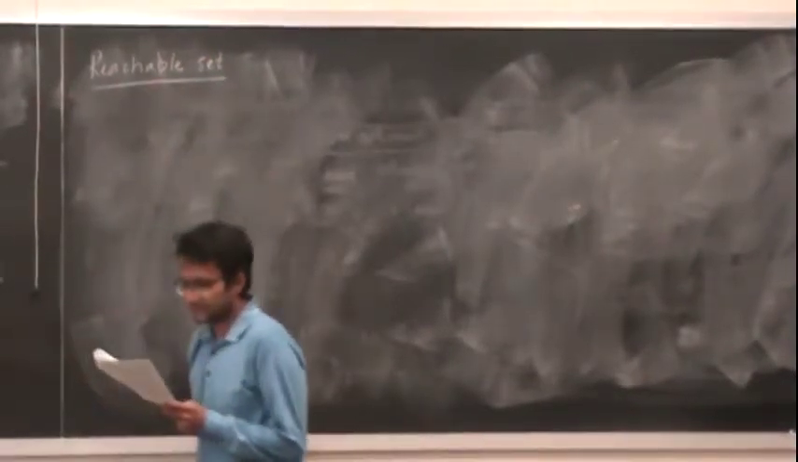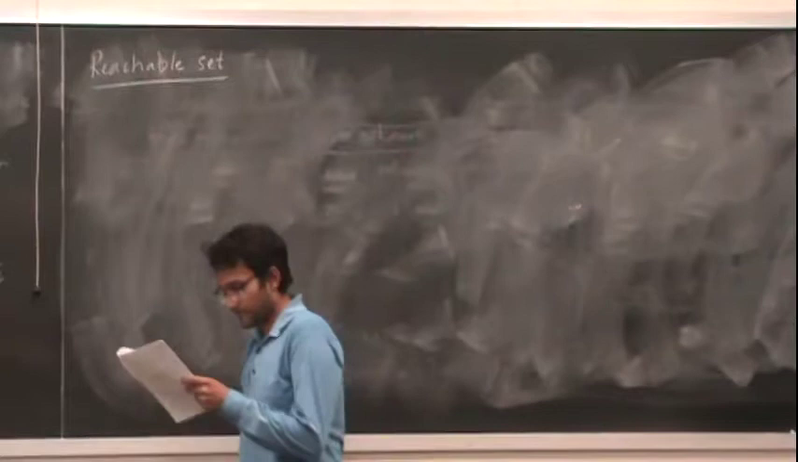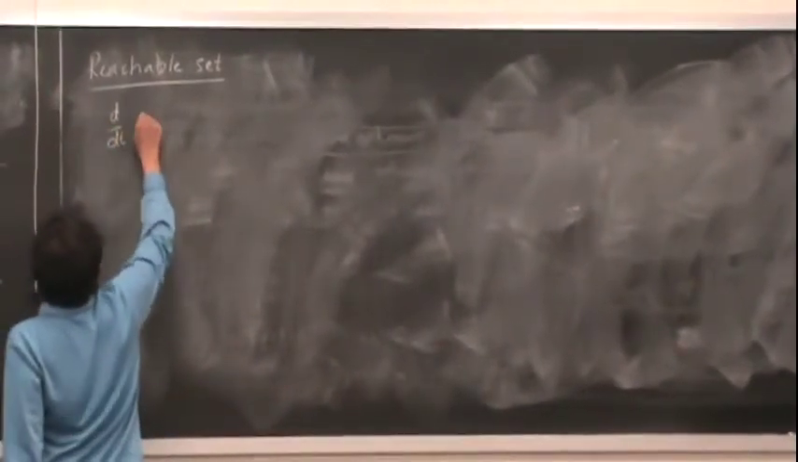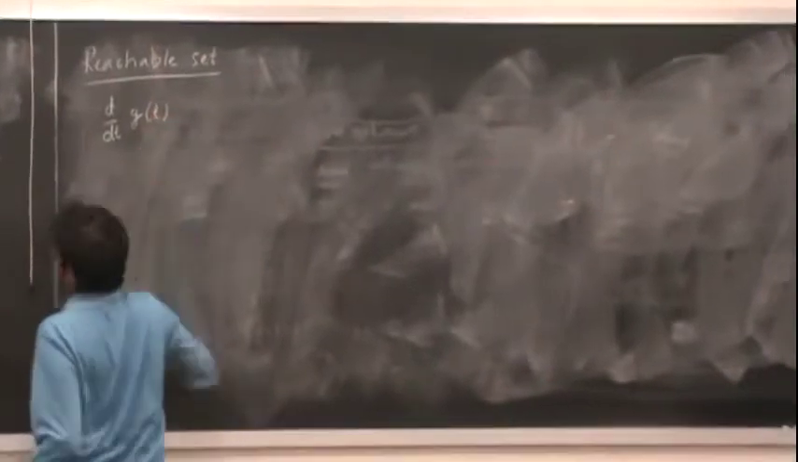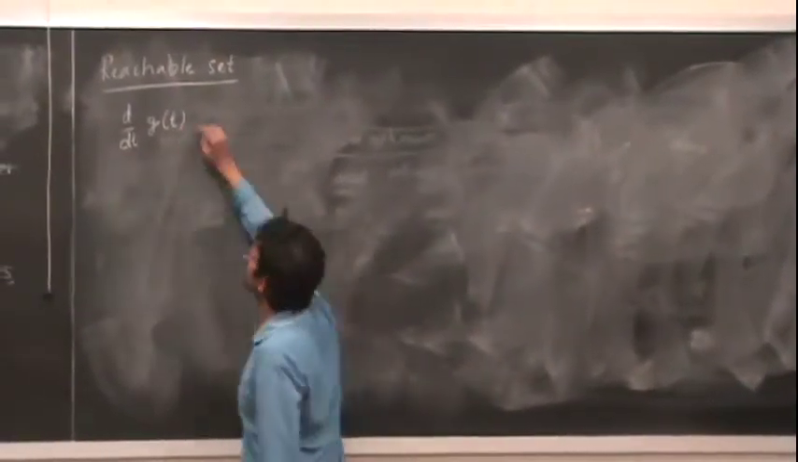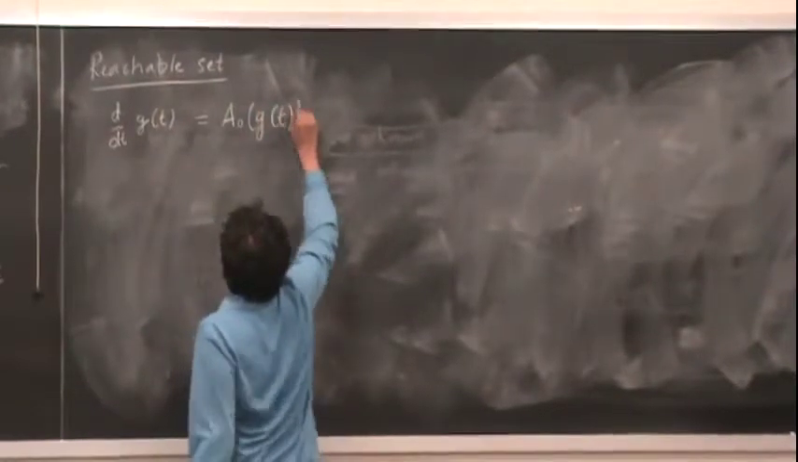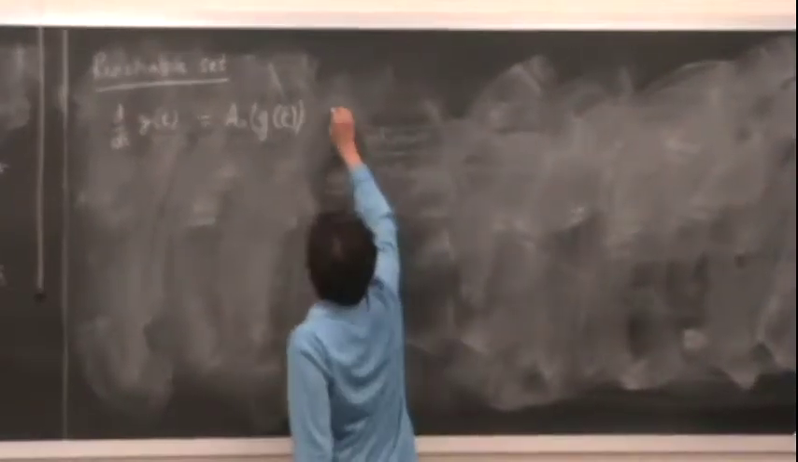So first let's consider a dynamical equation. So let's say I have d/dt of g of t, where g is a group element. And let me write this down, and I'll explain these terms one by one.